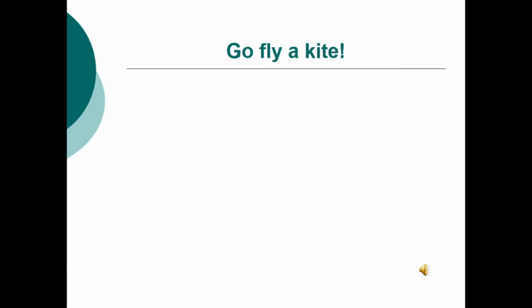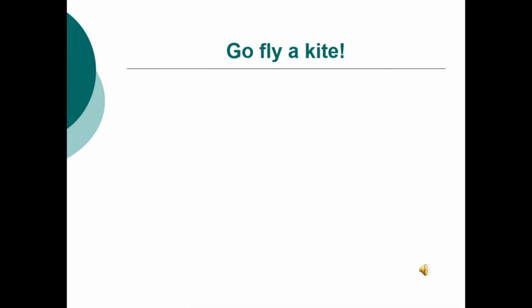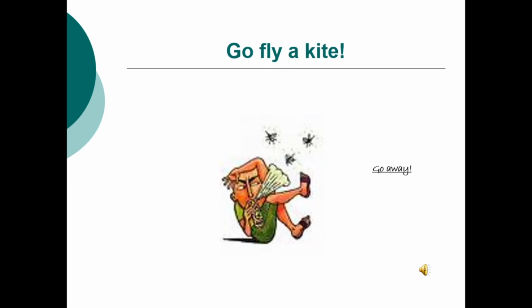Next one. Go fly a kite. So what this boy is holding is called a kite. Go fly a kite. It means go away. Shoo. Go away. Go do something with your life. Go do something productive. Do we understand it? Okay, it means go fly a kite, so just go away.